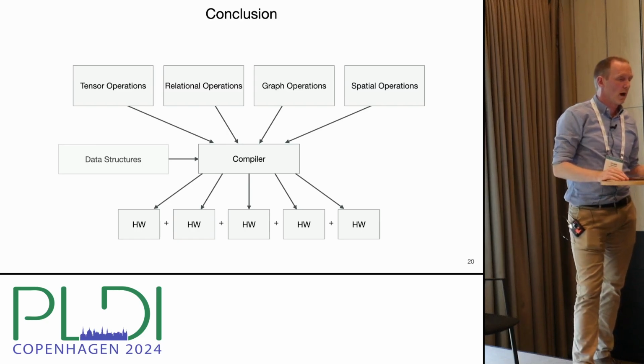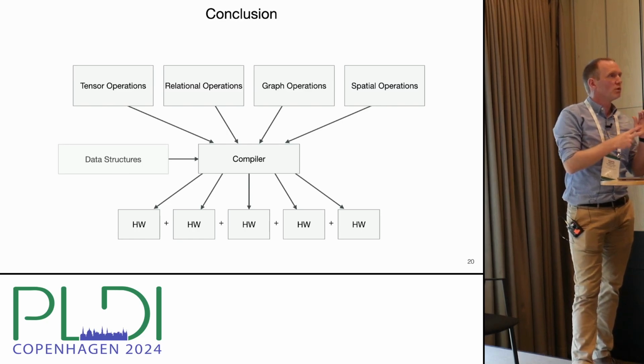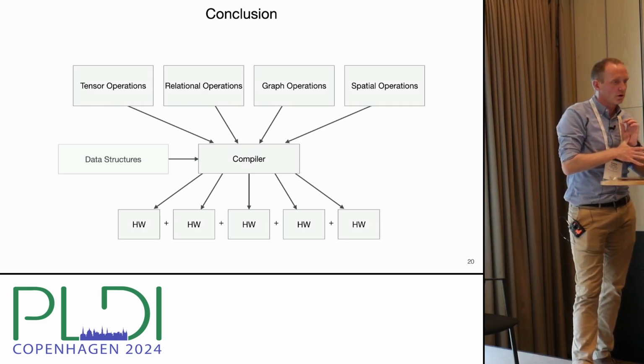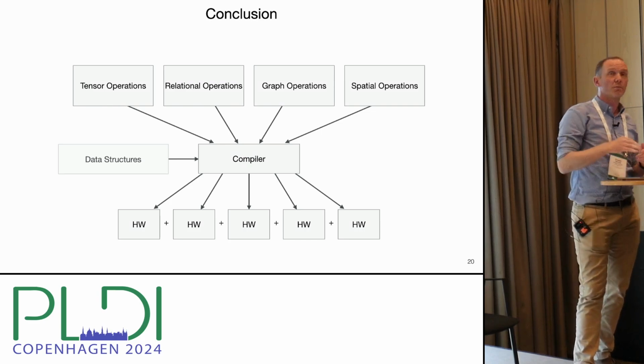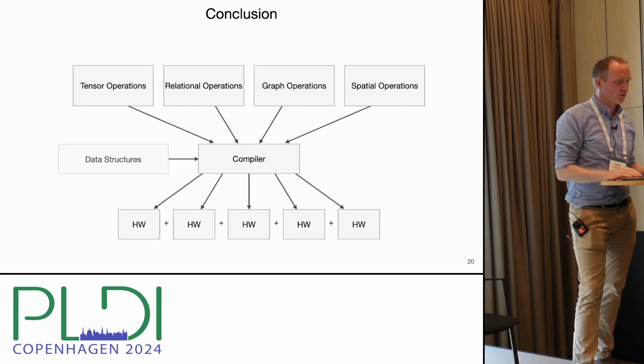We've seen in our research how to compile sparse tensor algebra to CPUs, GPUs, distributed machines, dataflow hardware, and also to TPU-like hardware. So I think that's possible. Other people have shown the same with relational algebra, and I think it's possible with the rest too, of course.